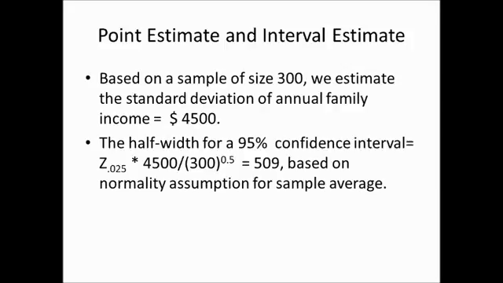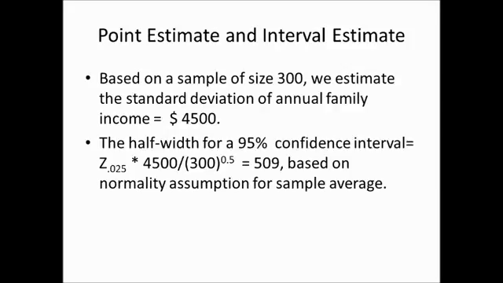The half width for a 95% confidence interval is given by z.025. We'll explain that later. 95% converts into z.025. Z is a standard normal variable. A standard normal variable is a normal distribution with the mean 0 and standard deviation 1. So the half width is given by z.025 multiplied by standard deviation from the data set divided by the square root of sample size. And that comes out to be $509.